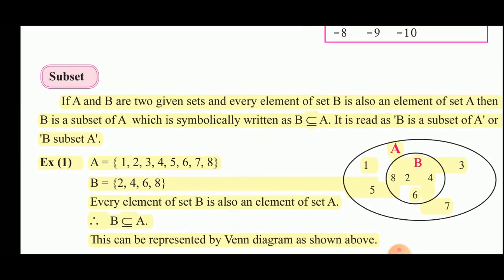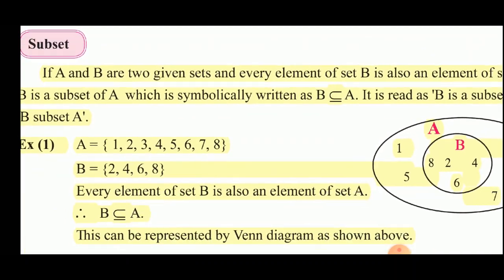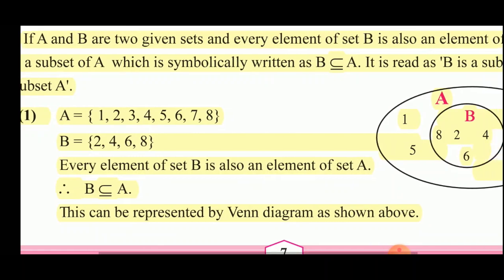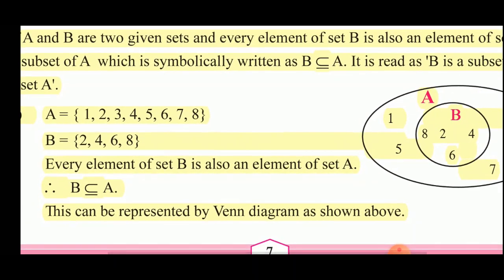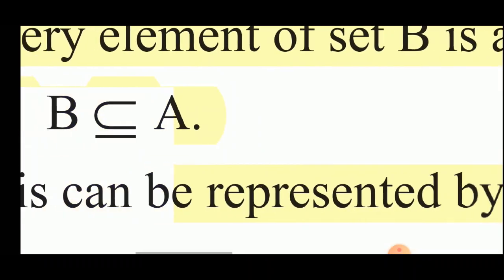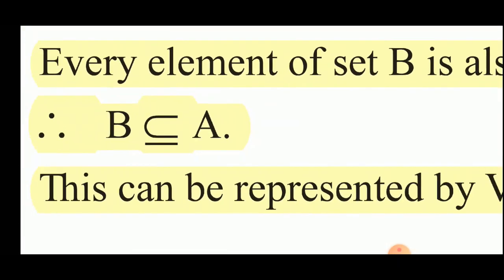Now consider this example. Set A has the elements 1, 2, 3, 4, 5, 6, 7, 8. B has the elements 2, 4, 6, 8. Every element of set B is also an element of set A, so B is a subset of A. This is the subset sign, and it is understood like this.